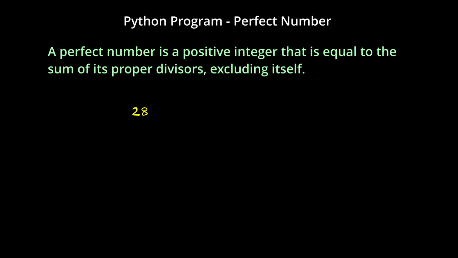Take the number 28. The proper divisors of 28, excluding 28, are 1, 2, 4, 7, and 14. If we add these divisors, 1 plus 2 plus 4 plus 7 plus 14, we get 28. Since the sum is equal to the original number, 28 is a perfect number.